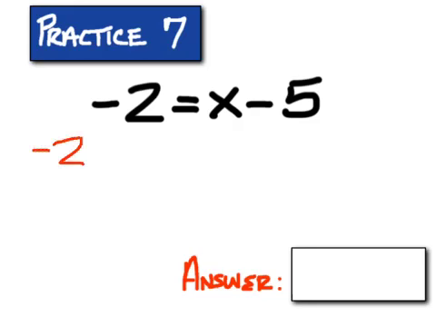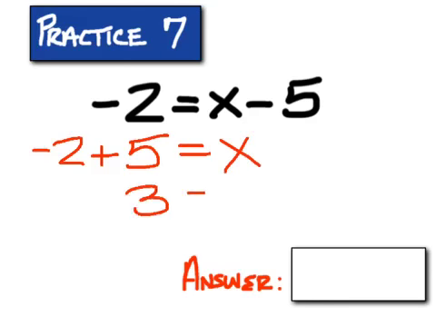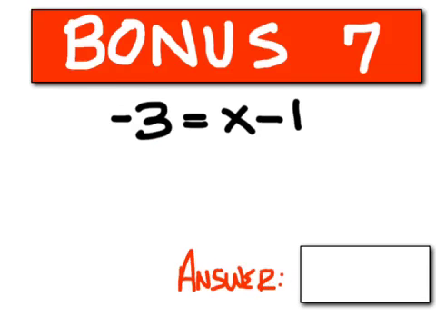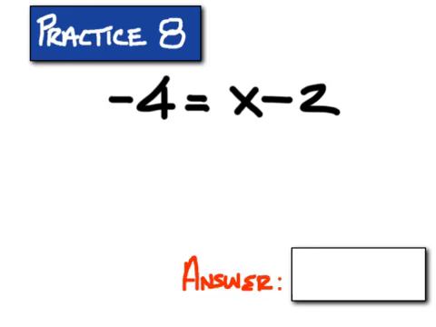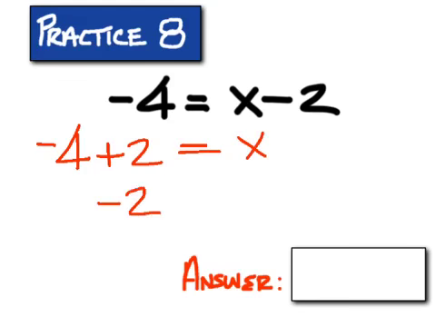For the practice problem, you should have negative 2 plus 5 equals x. That should be an answer of 3. This should be negative 3 plus 1, which is a negative 2. Right. For the practice problem, you should have negative 4 plus 2, and that is an answer of negative 2.